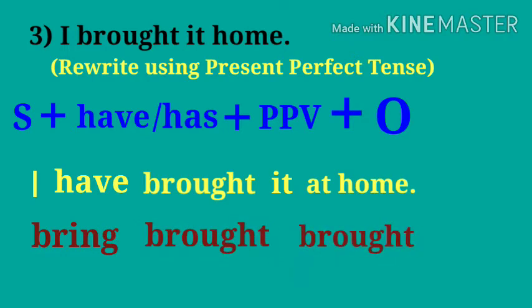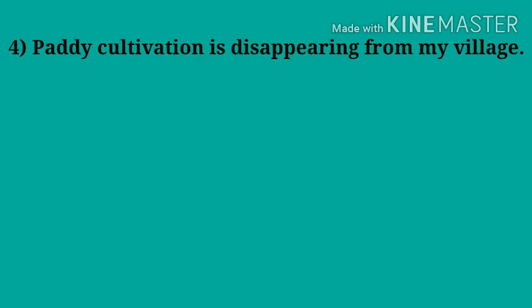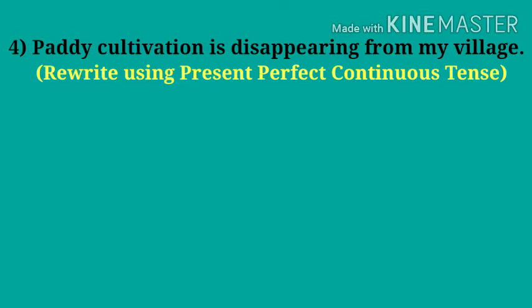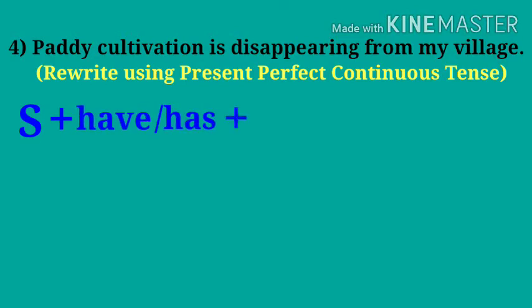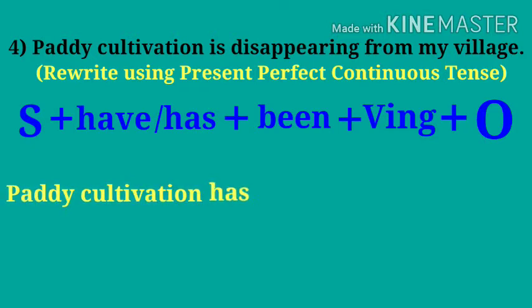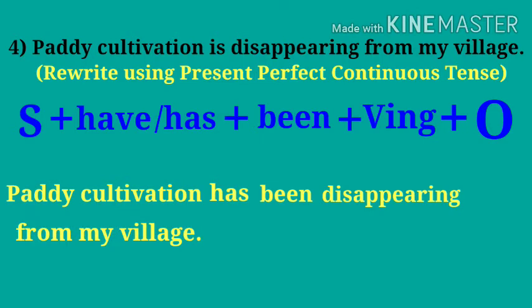Okay, now the next sentence: paddy cultivation is disappearing from my village. Rewrite using present perfect continuous tense. Present perfect continuous means our fourth column, perfect continuous. Okay, what is the structure? Subject plus have or has plus been plus ing form of the verb plus object. So what is the answer? See the sentence: paddy cultivation. It is our subject. So paddy cultivation has been disappearing from my village.